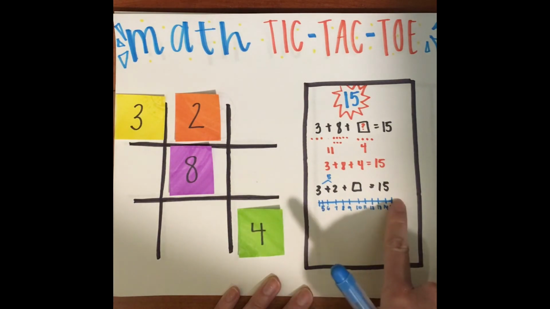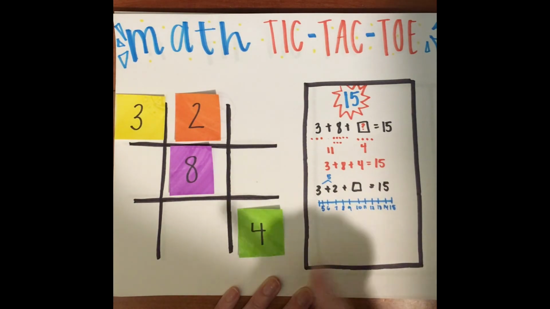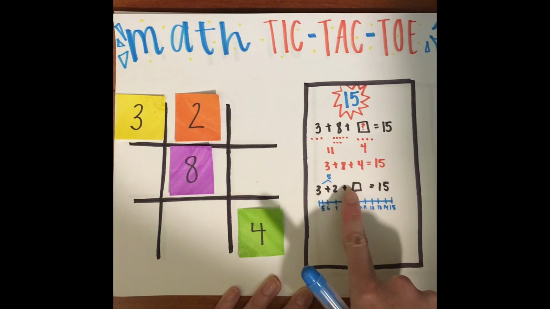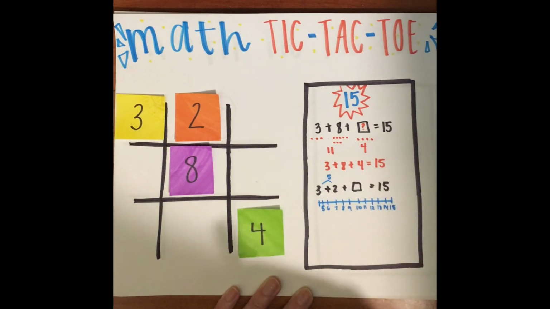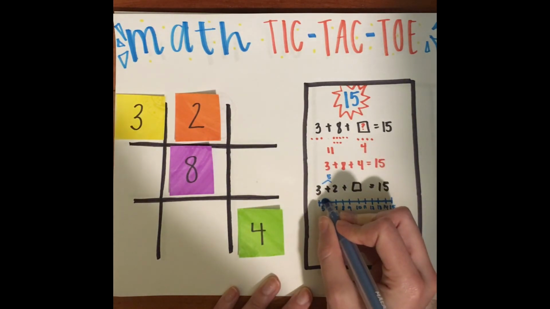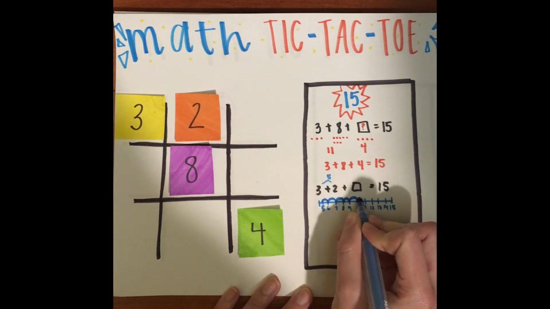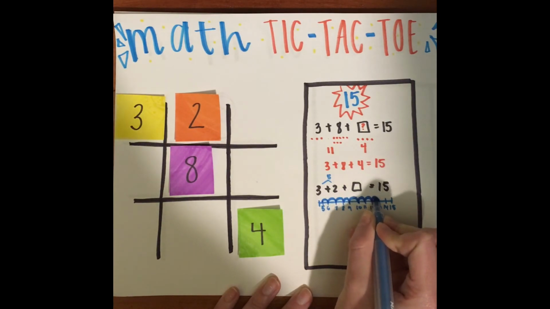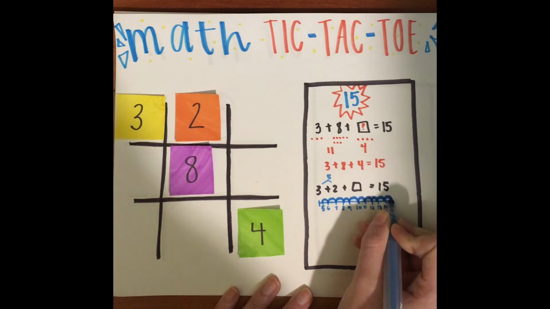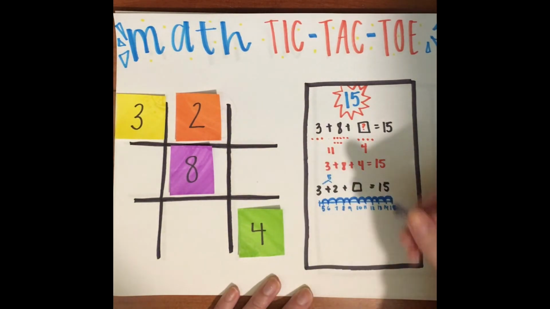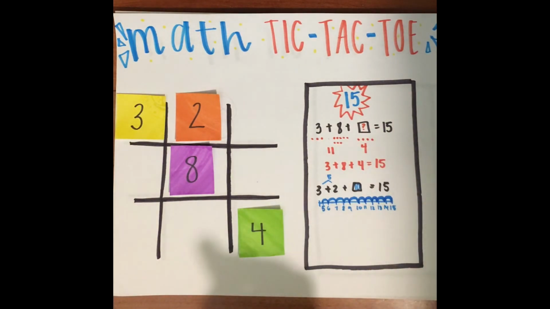So now how can we use our number line to find our mystery number? If we have 5 and we want to know the other addend. Good. If you said that we can count the number of jumps up to 15, you are correct. So let's try it. 1, 2, 3, 4, 5, 6, 7, 8, 9, 10. So it took 10 jumps, so I know my mystery number for this one is 10.